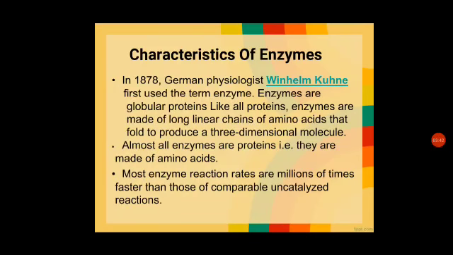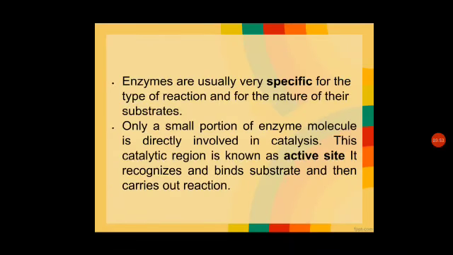So we can say that in the presence of the enzymes, the reaction rate is many million times faster than in the absence of the enzyme. Enzymes are usually very specific for the type of reaction and for the nature of their substrate. So for a specific reaction there is a specific enzyme. One enzyme cannot act on all or many reactions of the body. For one reaction, enzymes are specific.